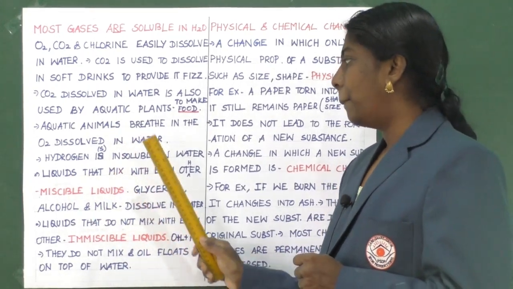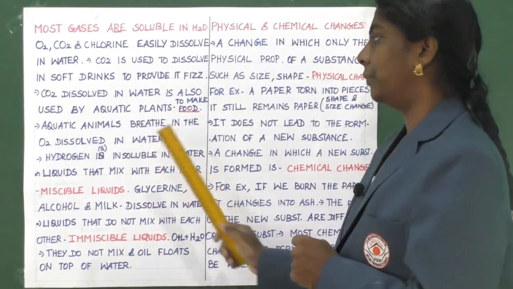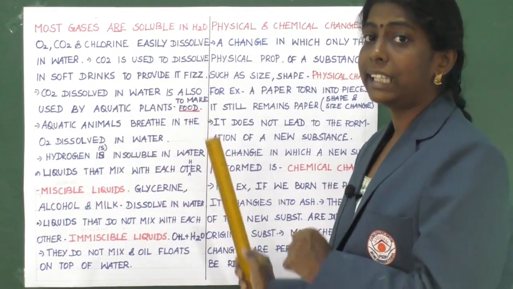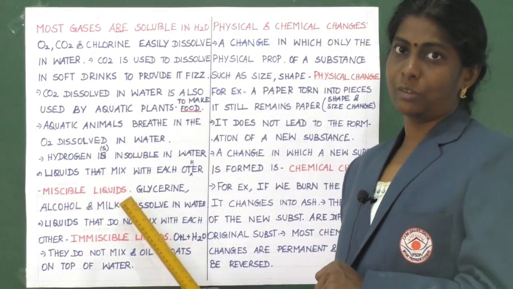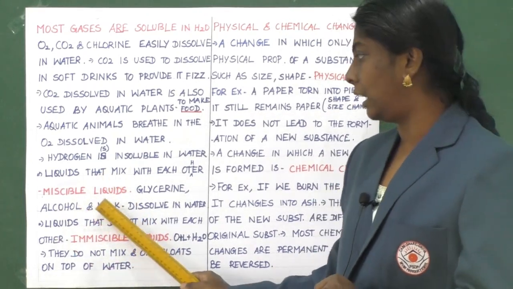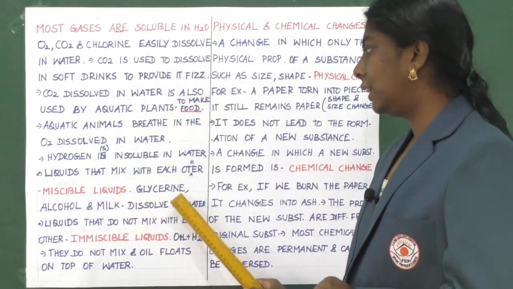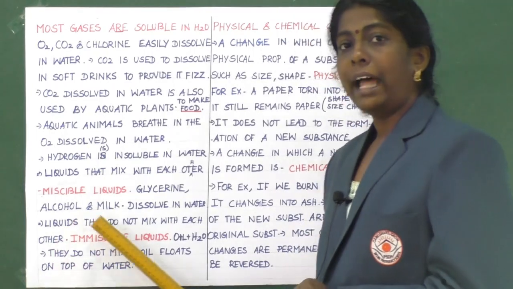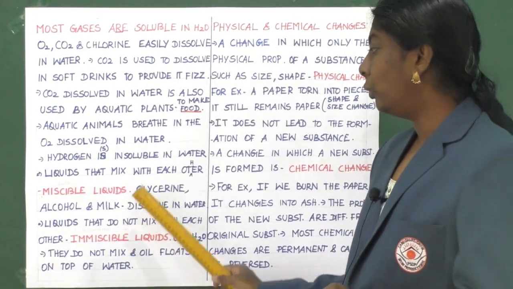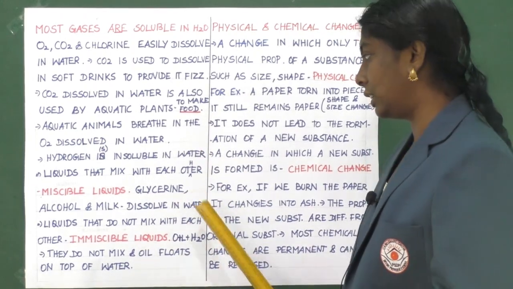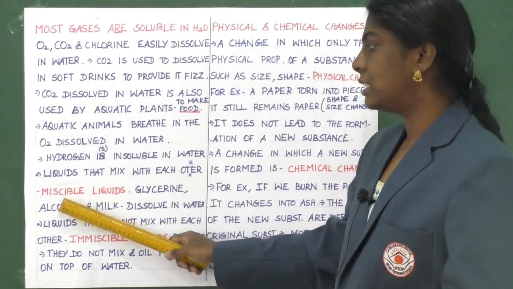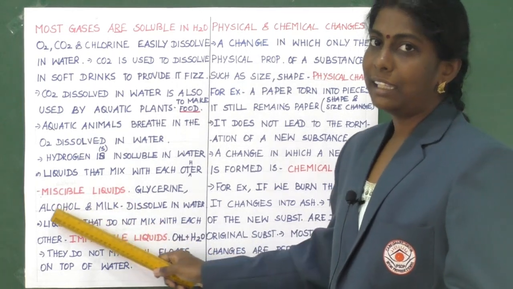Liquids that mix with each other are said to be miscible liquids. What is that? Miscible liquids. For example, glycerin, alcohol and milk. What will they do? They will dissolve in water. They will mix with water. That's why they are said to be miscible liquids.